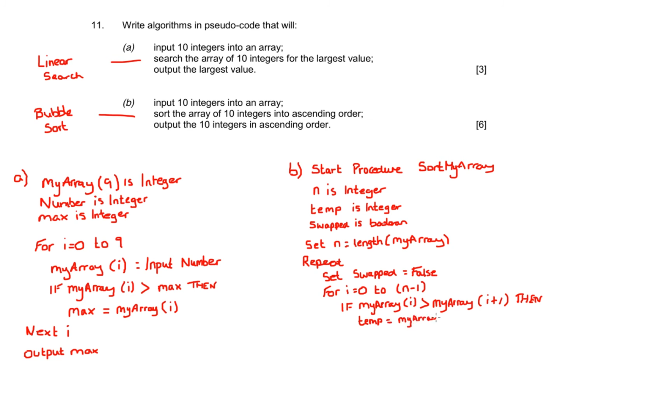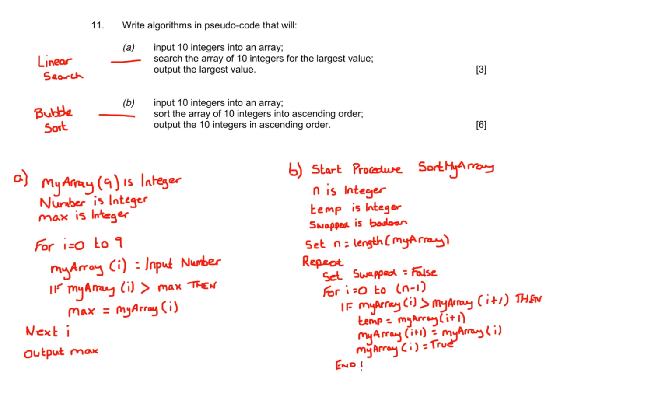The temp value is then given the value at my array i plus 1, and then my array at i plus 1 is overwritten with my array at i. My array at i is then given temp. And what you'll see there is the numbers actually duplicate and then they swap over. Without the temp variable, we would overwrite the number and we'd lose it forever.